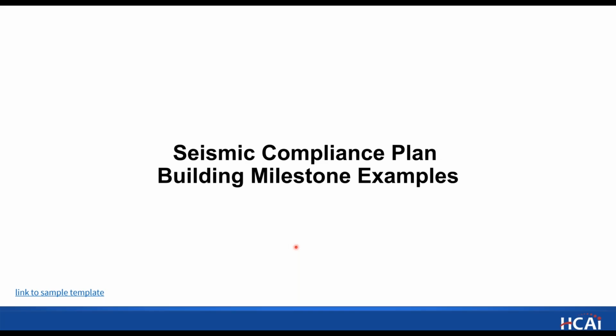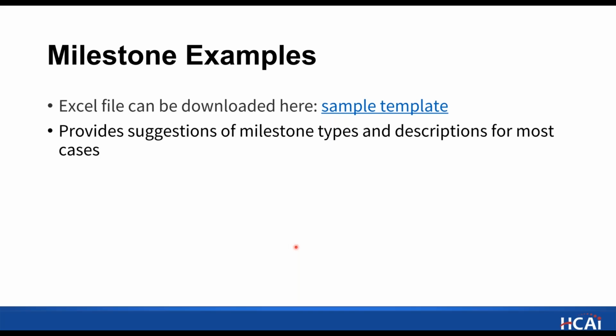All right, I will be walking us through some examples for that second part of the compliance plan that Oli mentioned. There's a compliance method, and then there's the building milestones section. So these will be examples of the building milestones. And as he mentioned, we have an Excel spreadsheet that has a list of lots of possible cases. We're hoping that we'll cover most, if not all, of the cases that you'll be running into. There's another link on this slide if you would like to download that.